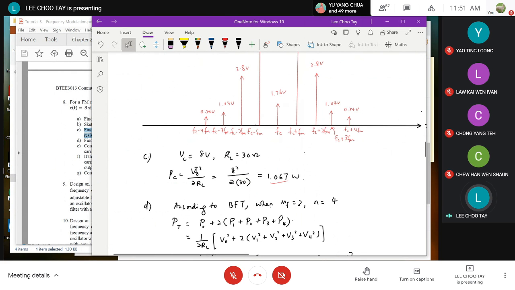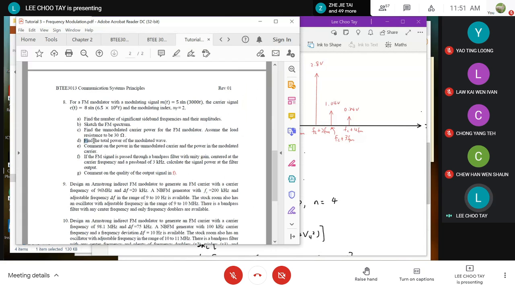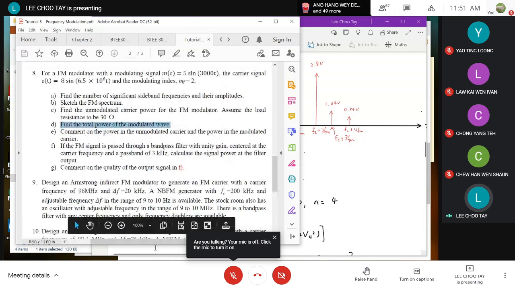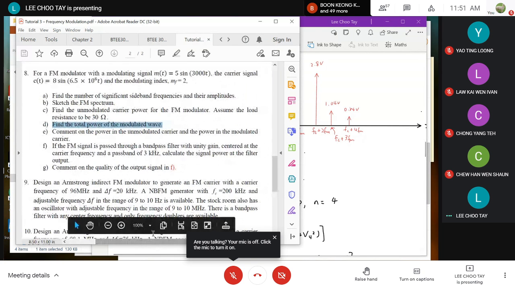All right. So just Vc square over 2R. So that will be 8 square divided by 2 times 30 because your R is 30 ohm. All right. So that gives us the carrier power of 1.067 watts. Carrier power is very straightforward here. What is actually worth more discussion is the total power of the modulated wave. So how to find the total power of the modulated wave?